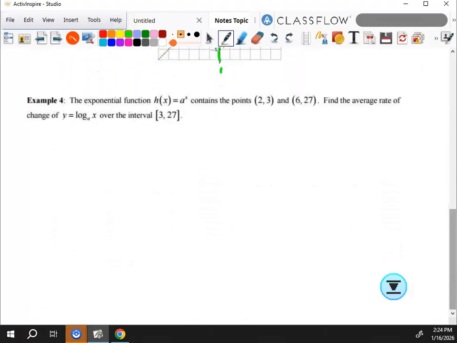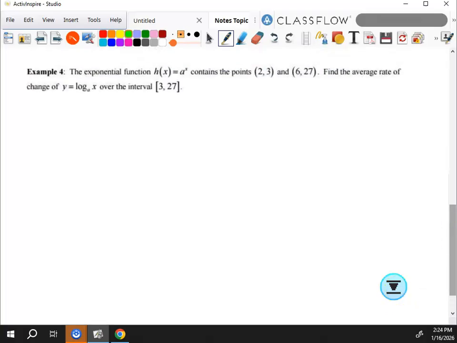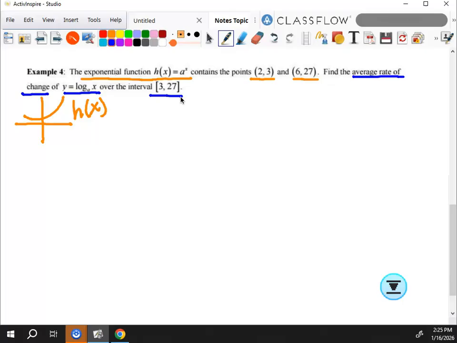The exponential function h of x equals a. So I got an exponential right here. It contains these points, right? So my exponential looks like this. This is h of x, right? Then I want to find the average rate of change of the log function over this interval. Here's my log function. If this is h, what is this? Inverse of h, so it's h inverse of x.